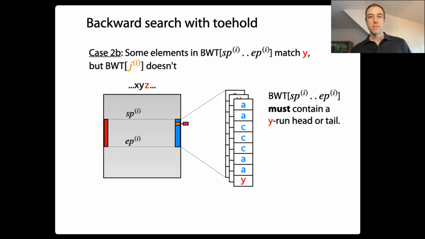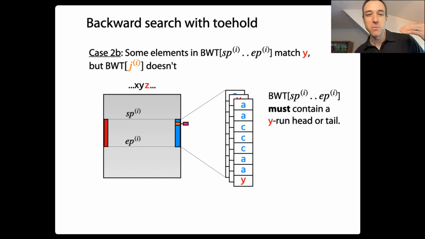Regardless, however it looks, we can guarantee something, right? There's a guarantee that somewhere in there, there's a run head or a run tail for Y. There must be, because if there's a mix of characters and only some of them are Y, then there has to be somewhere in there a run head or a run tail for a run of Ys. So if we had some way of quickly figuring out where that run head or run tail was, then with those suffix array samples that we kept, because we kept a sample at every run head and every run tail, we could manage to move to that row.